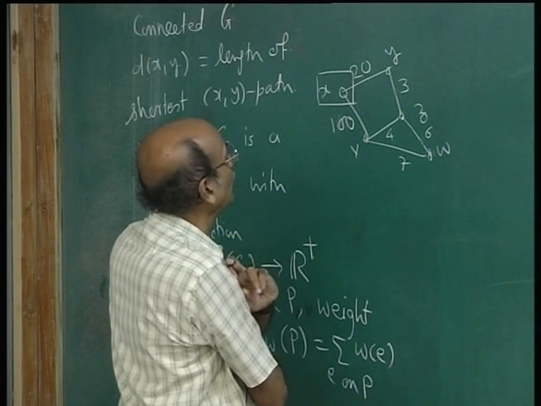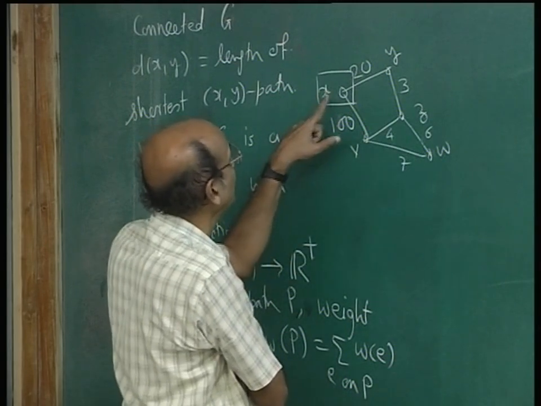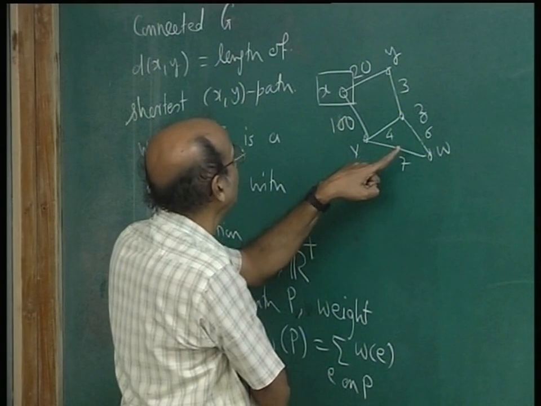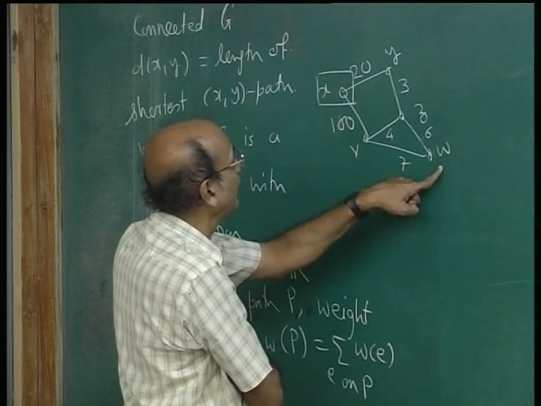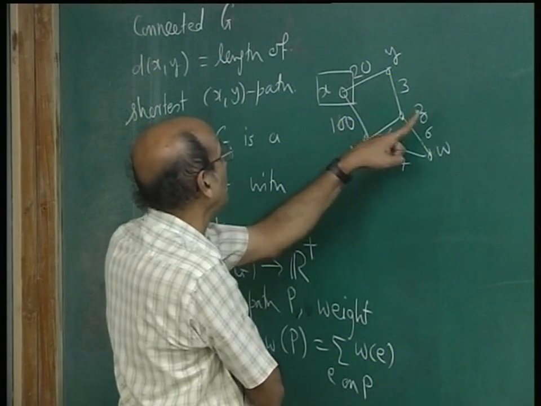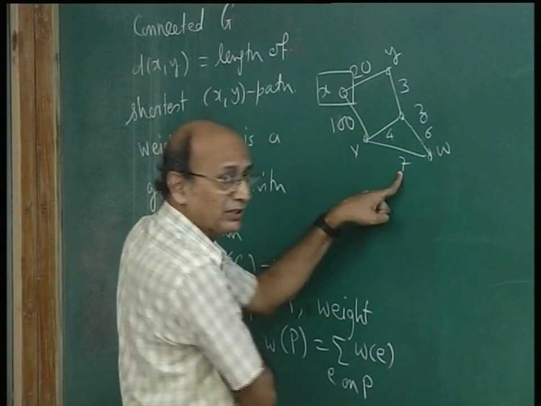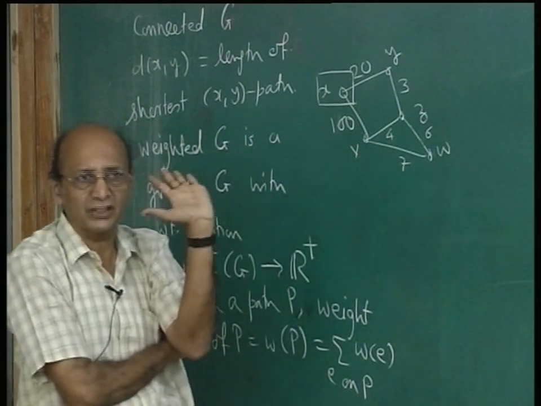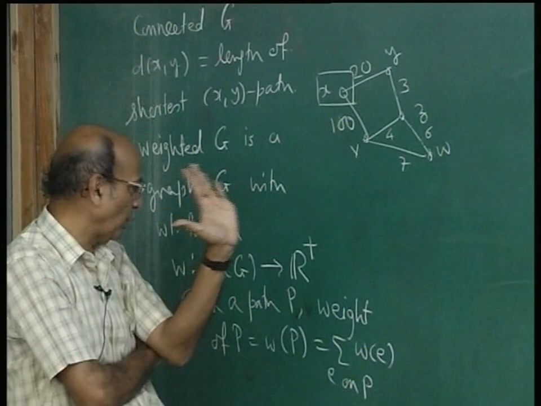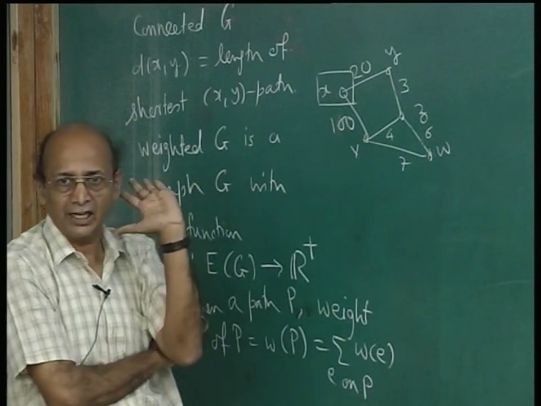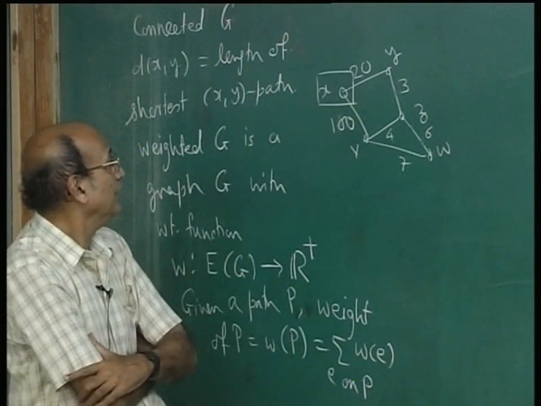I could also have gone to w using x to y to z to v and then to w. That will be 23 plus 4, 27, plus 7 equal to 34. So in this sense it's a longer path. It has a larger weight than what we found.